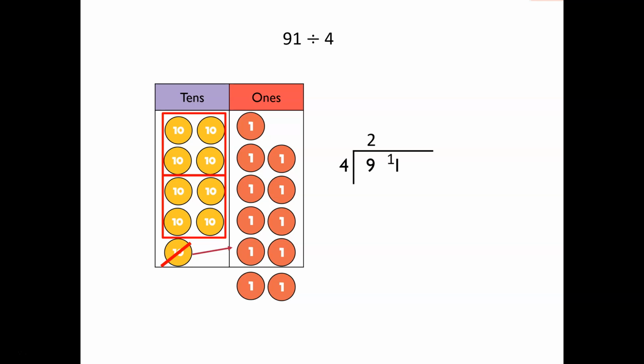Don't forget to record that exchange by writing a little 1 in the ones place value in our formal method. Now, how many groups of 4 are there in 11? We can see that there are 2. We record that in the formal method, and then look, we notice there are 3 remaining ones. We record that in our formal method by writing R 3, remainder 3. 91 divided by 4 has a quotient of 22, remainder 3.